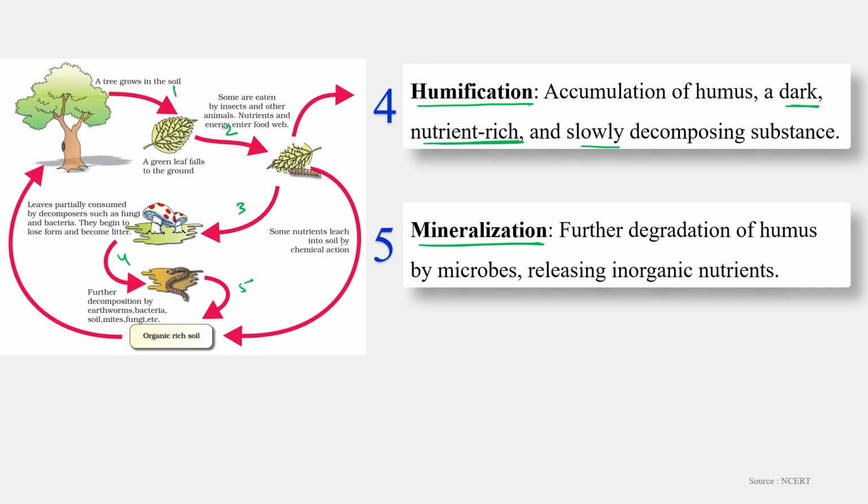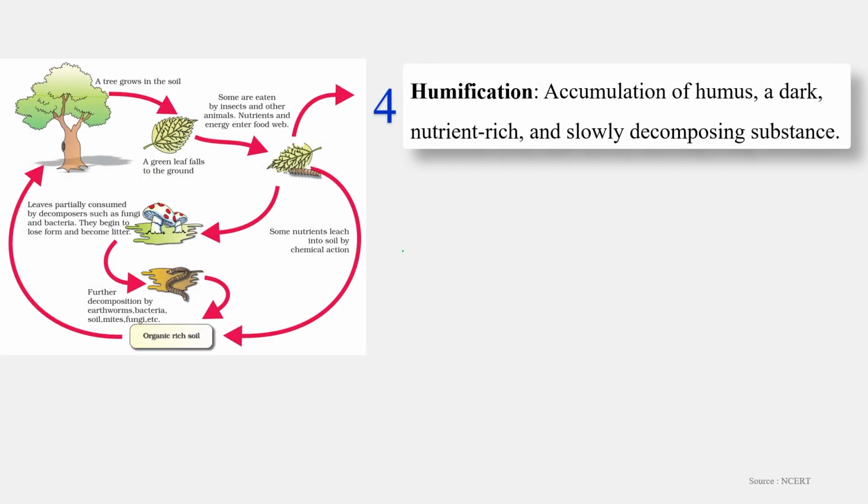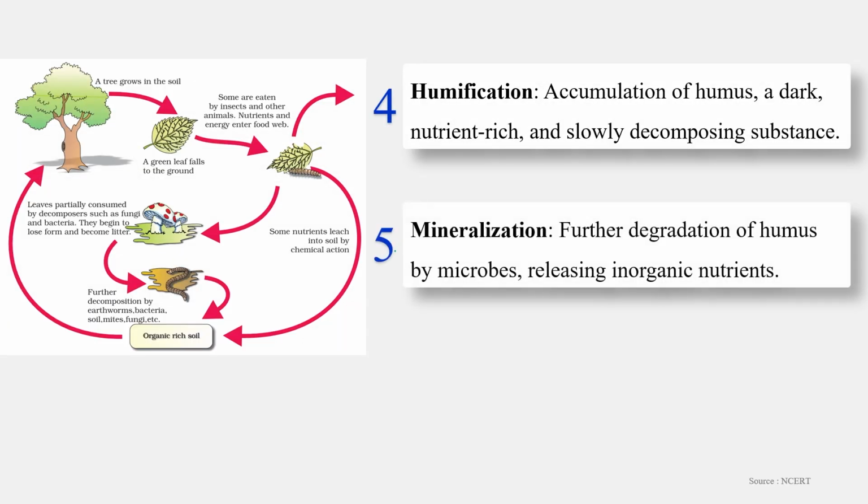Some nutrients leach into the soil by chemical action, and at this time the soil is rich in organic material. This leaf is partially consumed by decomposers such as fungus and bacteria, and they begin to lose form and become converted into the simplest form. So these are the steps: fragmentation, leaching, catabolism, humification, and then mineralization.